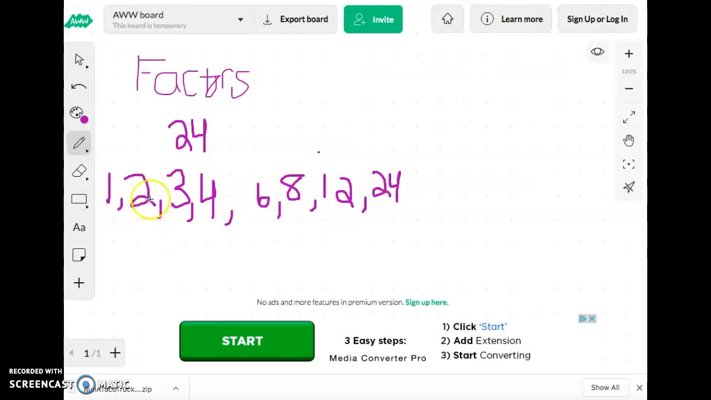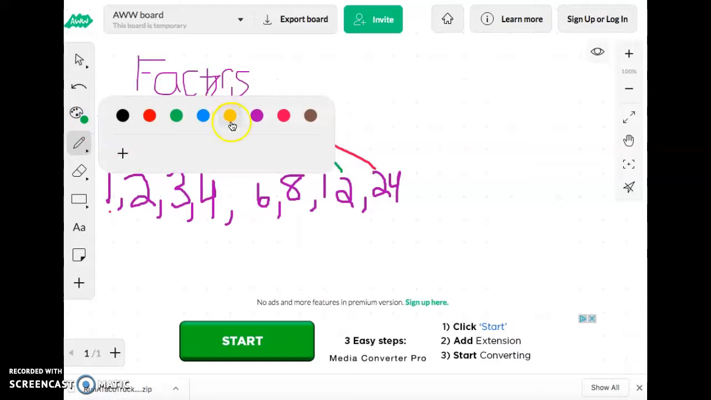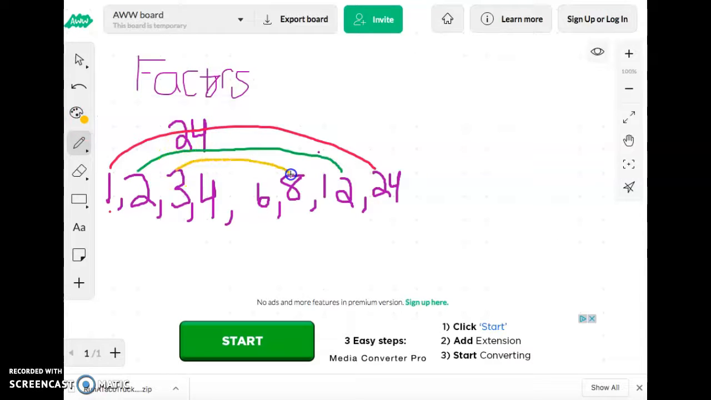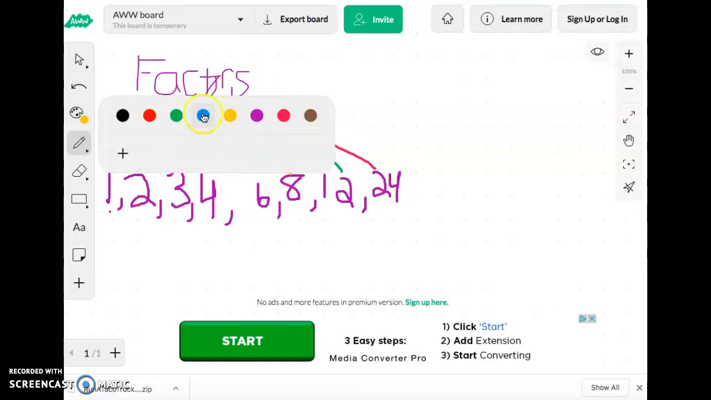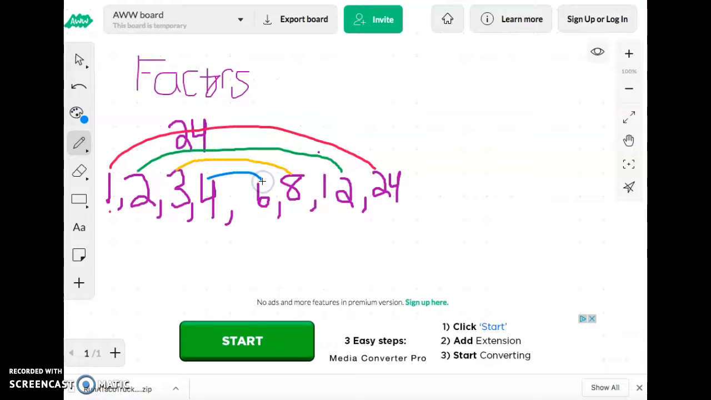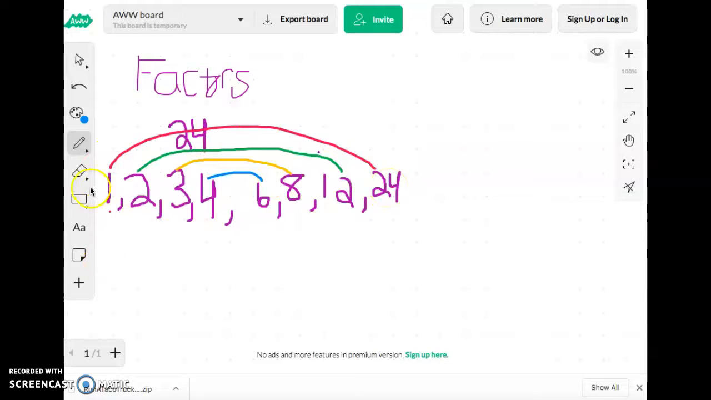Now I have my factor list right here. 1, 2, 3, 4, 6, 8, 12, 24. Those are all of the factors of 24. And if you want to, I'm going to connect to make that factor rainbow. And if you would like to make factor rainbows on your paper, your whiteboard, or whatever, that is perfectly fine. There we go. There's my factor rainbow. So there's how you do factors.